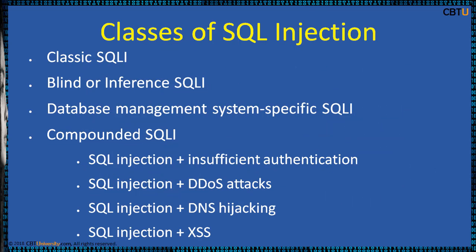The four main classes of SQL injection are classic SQLI, blind inference SQLI, database management system specific SQLI, and compound SQLI. Compound SQL injection is SQL injection plus insufficient authentication, DDoS attacks, DNS hijacking, or cross-site scripting. Stormworm is also one representation of compound SQL injection.